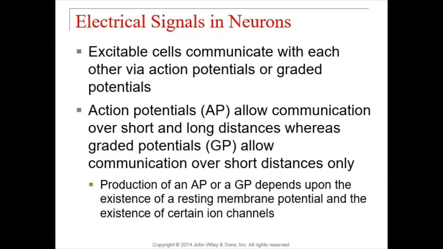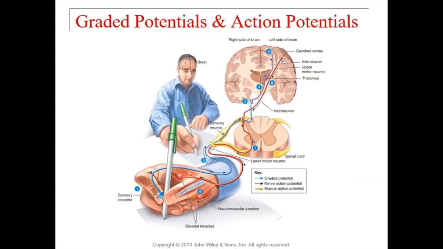But your spark doesn't necessarily have to go very far. Your spark of electricity could go a short distance, not the full length of an axon. If it goes a short distance, we call that a graded potential. So that's the major difference. Action potentials and graded potentials are both sparks of electricity. It's just that the action potentials could travel a long distance, while a graded potential travels a short distance.